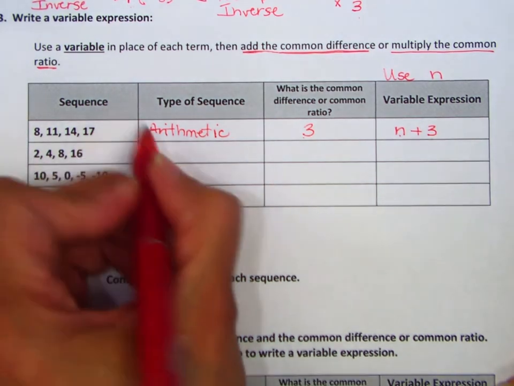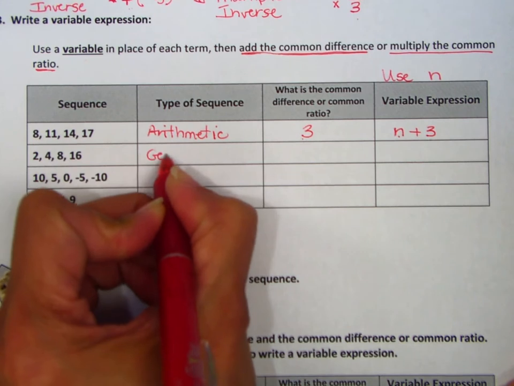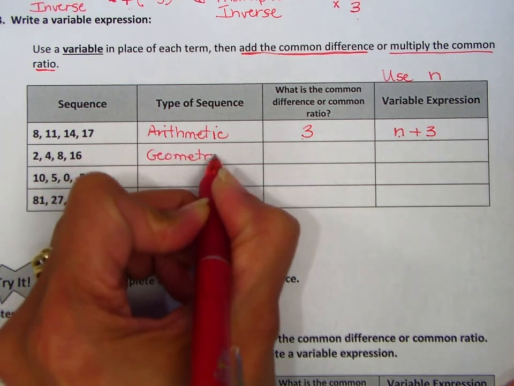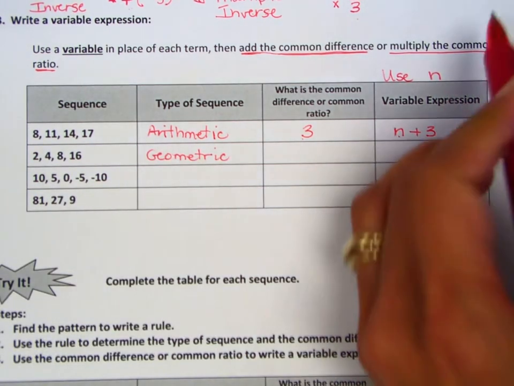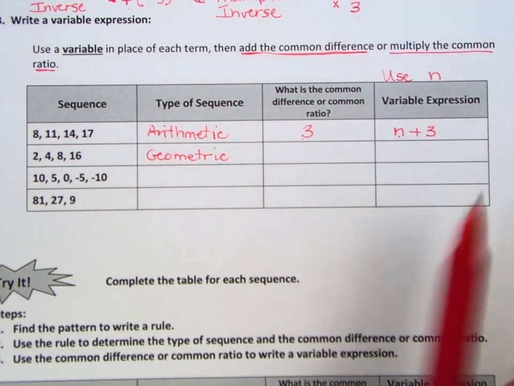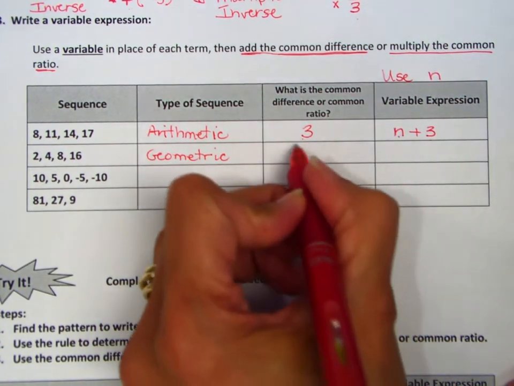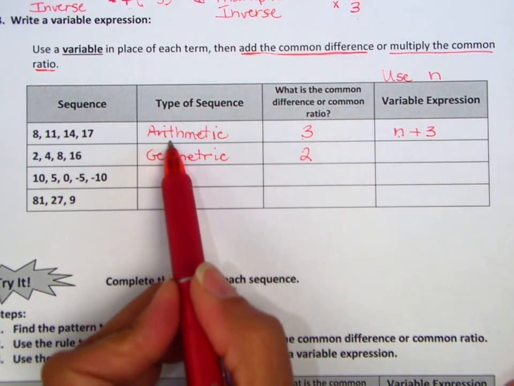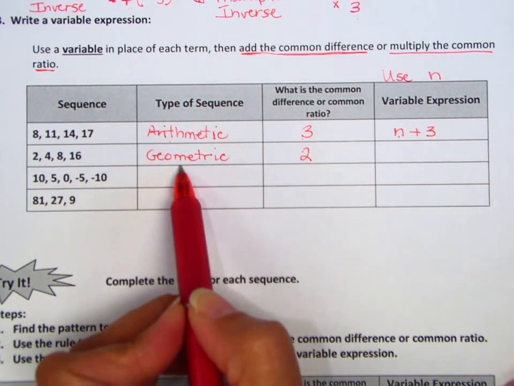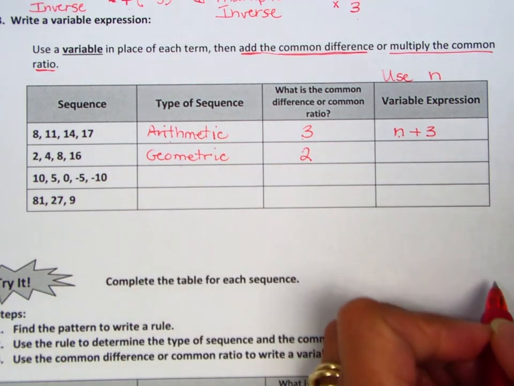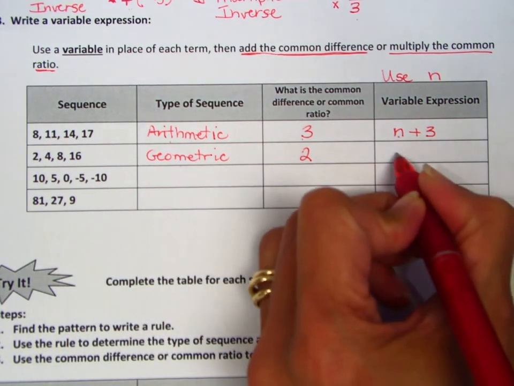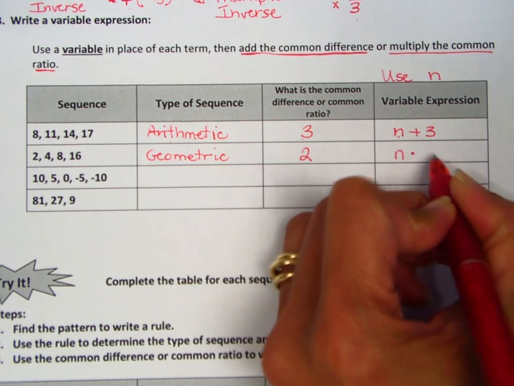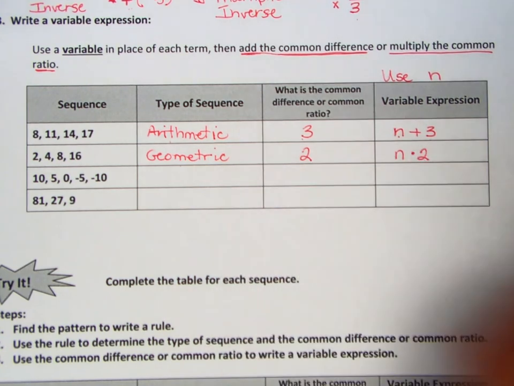So on this one, we figured out that it was a geometric sequence. And we found out up on the table above that it has a common ratio of 2. Remember, arithmetic is adding, geometric is multiplying. So when we write a variable expression, it will be a multiplication problem. It will be n times 2.